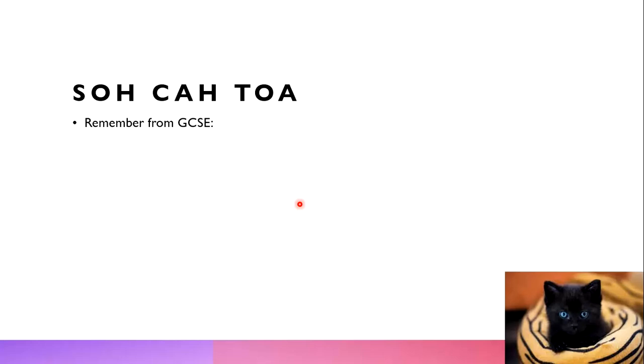Okay, trigonometry. You should know this from GCSE, but it's useful to know. Sine is equal to opposite over hypotenuse. Cos is equal to adjacent over hypotenuse. And tan is equal to sine over cos, which is opposite over adjacent.